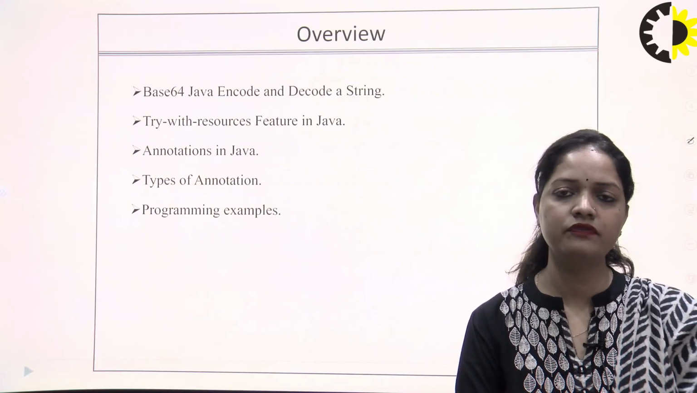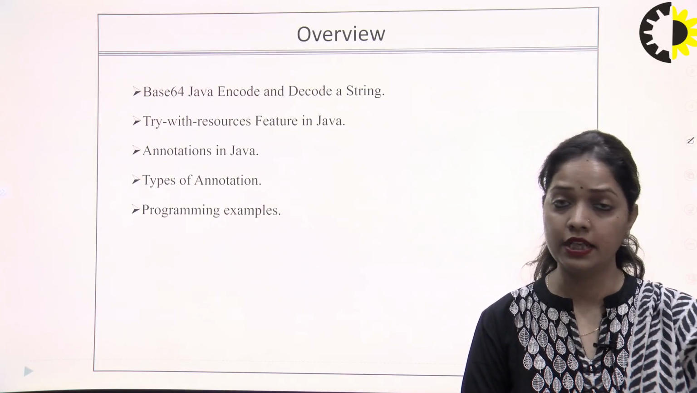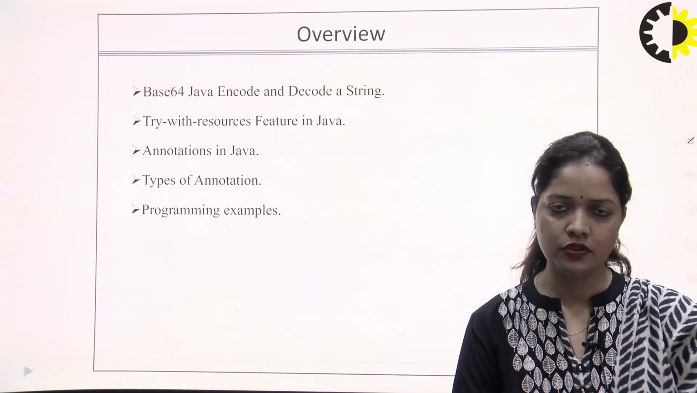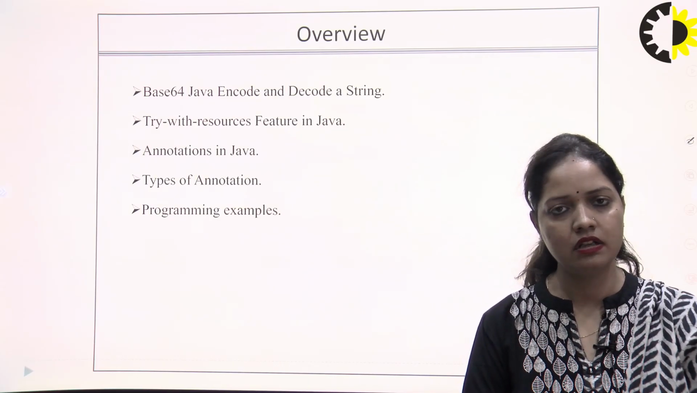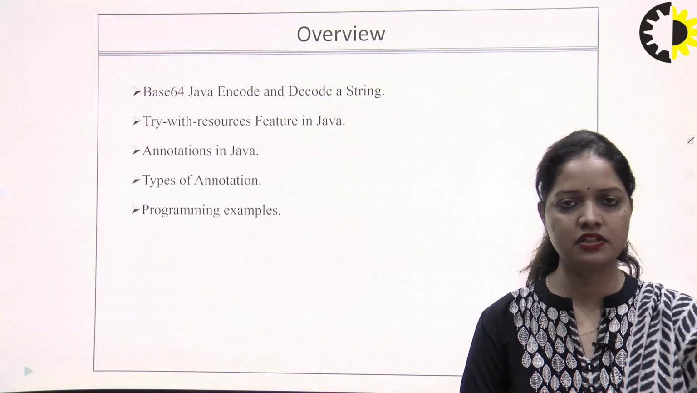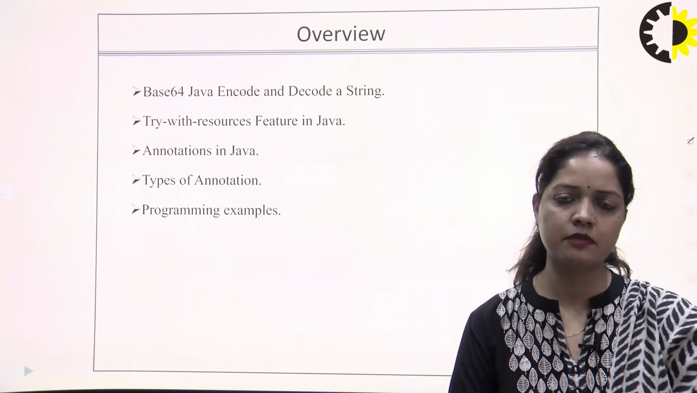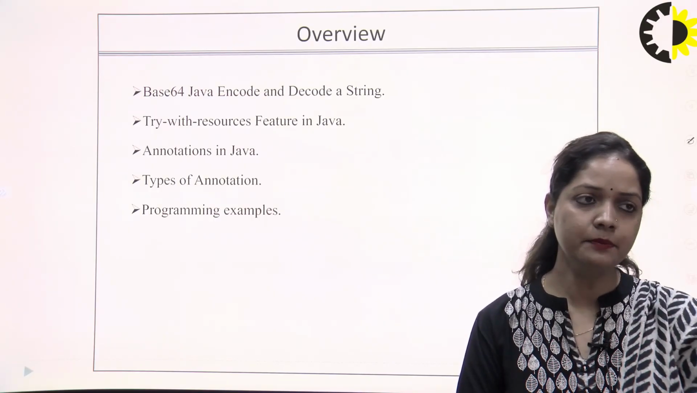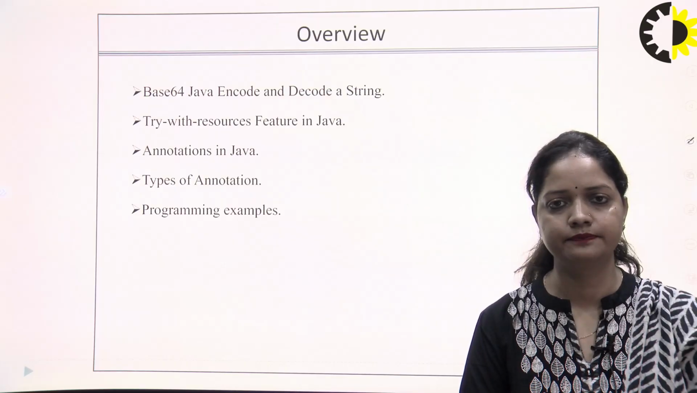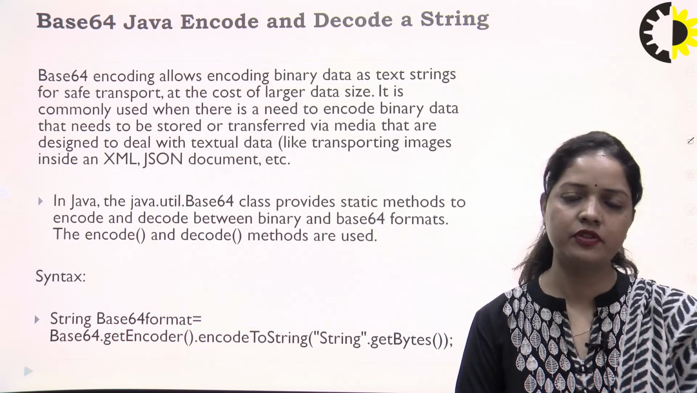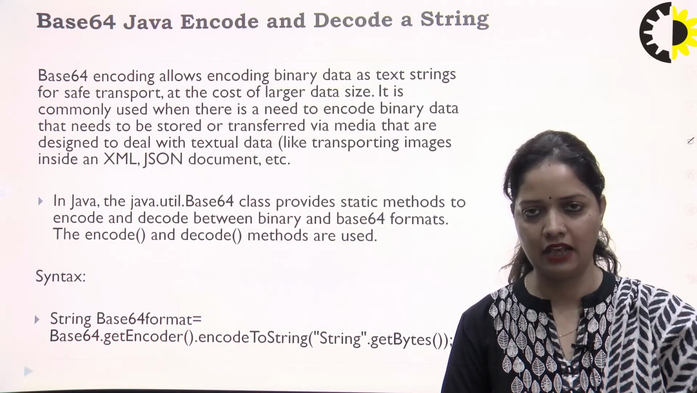So the content of this topic includes the description of Base64 encoding and decoding of a string using a Java program, and the try-with-resources feature, an advanced feature added in Java. The meaning of annotations in Java, how these annotations are used, their types, and various programming examples for all these topics. So let us start with the Base64 encoding and decoding concept in the Java programming language.